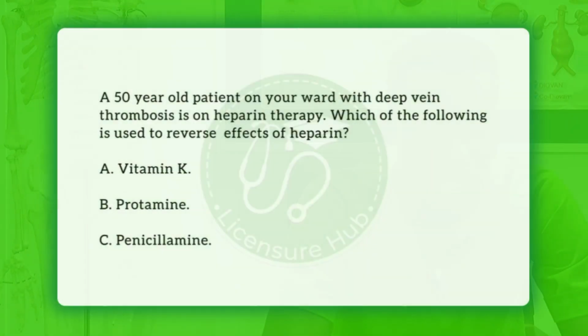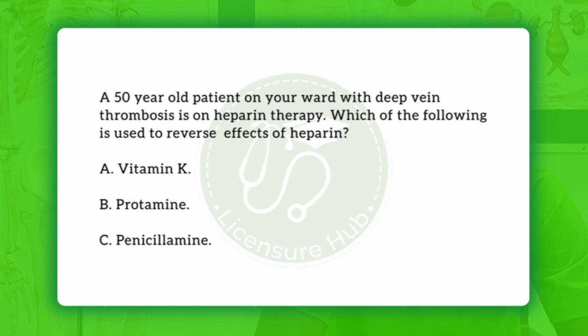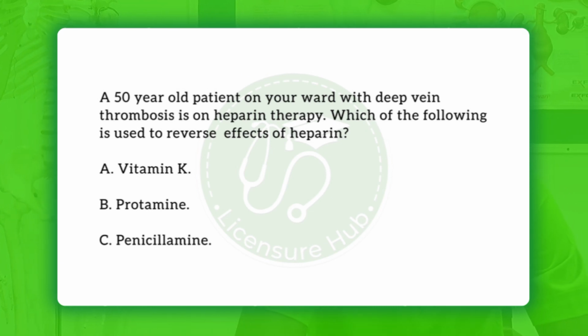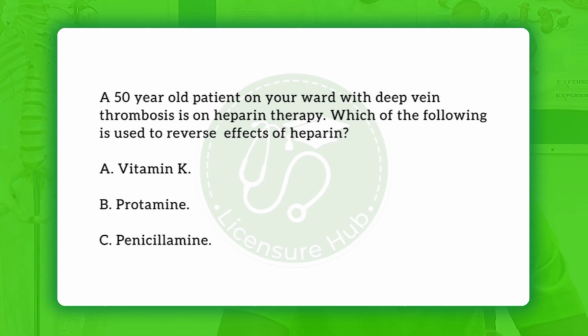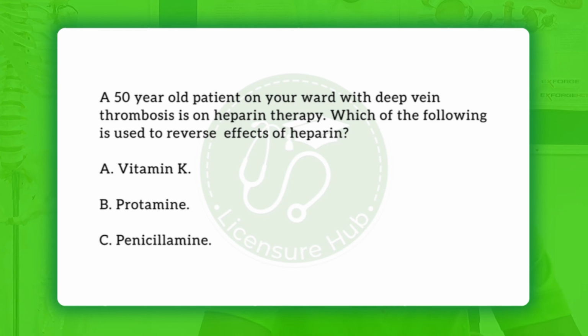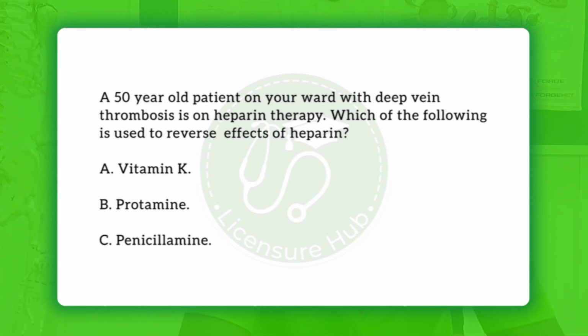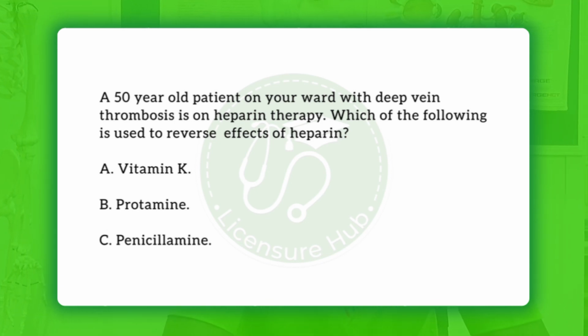Our next question reads: a 50-year-old patient on your ward with deep vein thrombosis is on heparin therapy. Which of the following is used to reverse the effects of heparin? A, Vitamin K, B, Protamine, C, Penicillamine. Deep vein thrombosis has been mentioned.